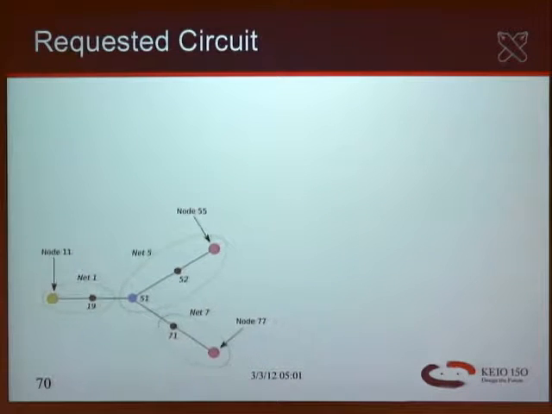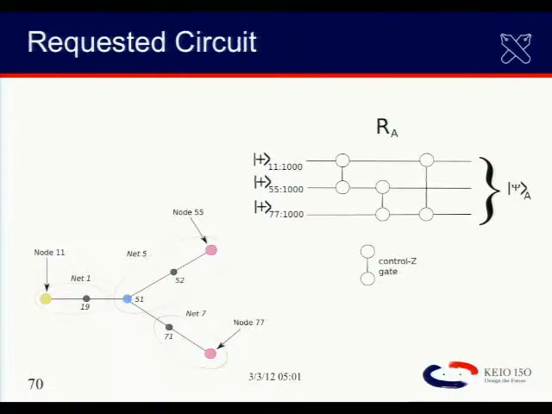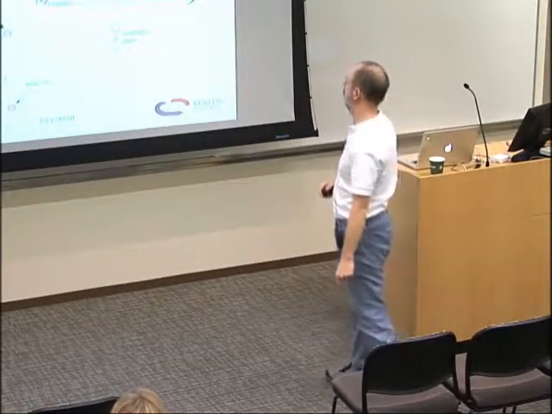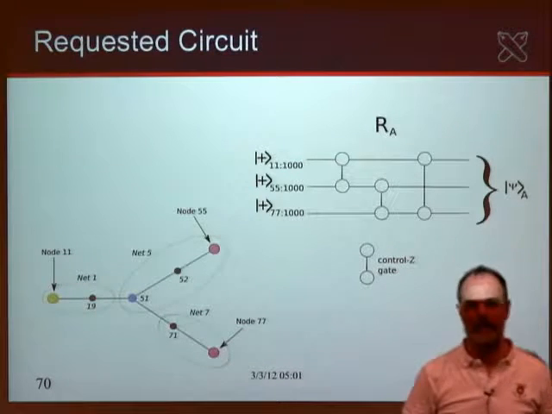Now, the way you would do this is, so we're looking for a state that would result from a circuit like this, where the circles are controlled phase, controlled Z gates. We want to create this over a distributed system, right? Now the question is, how are you going to go about doing it?